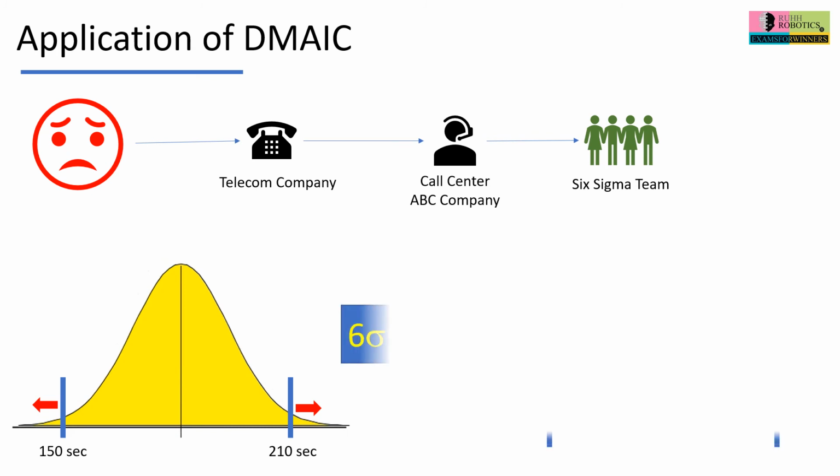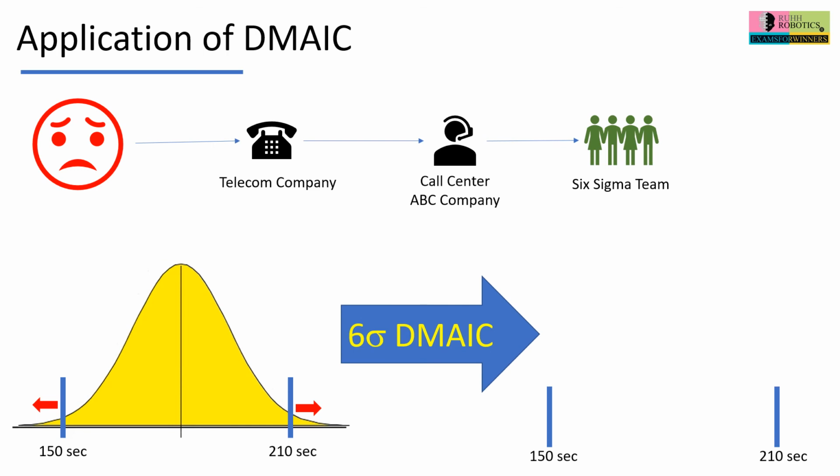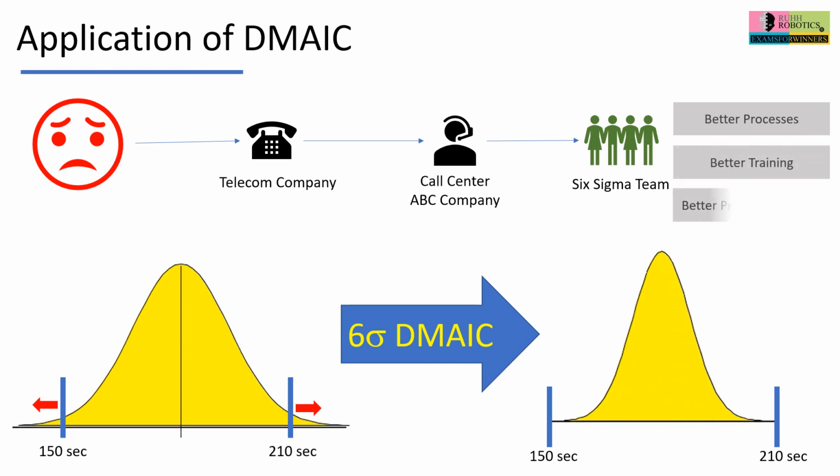The team implemented the Six Sigma process and tools to reduce these variations. The team later confirmed that having better processes, better training, and better provisioning tools were the biggest factors for success.